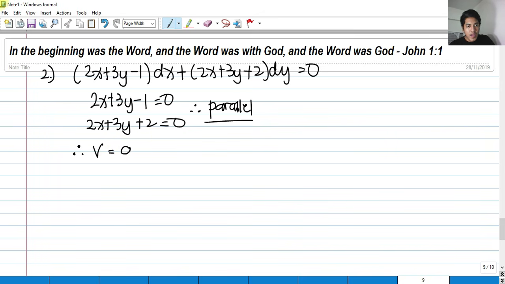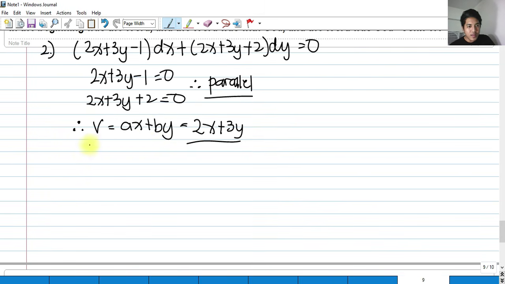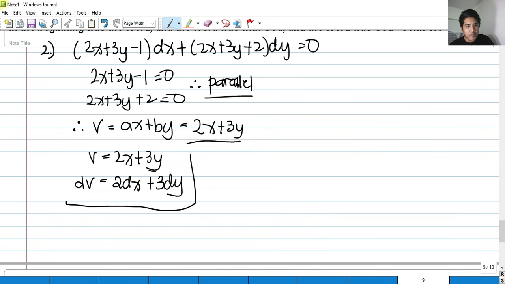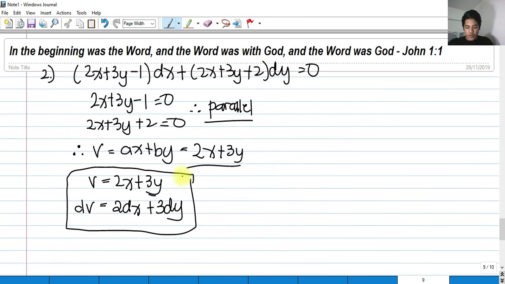Therefore, our v should be ax plus by. And in this case, what's the value of our a and b? We have 2x plus 3y. We're going to get a derivative of that. v is equal to 2x plus 3y. Differentiate this, that is dv. Differentiate with respect to x, that is 2 dx, and with respect to y, plus 3 dy. So this is our substitution that we're going to use in solving this differential equation.